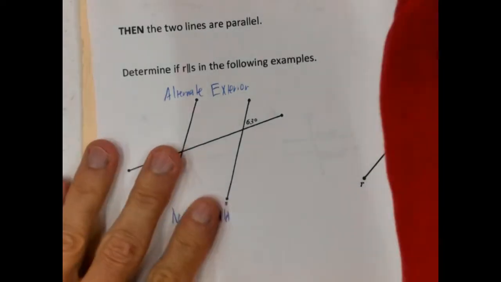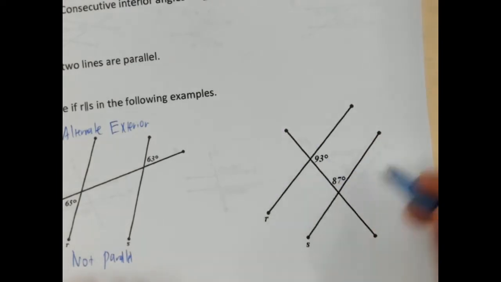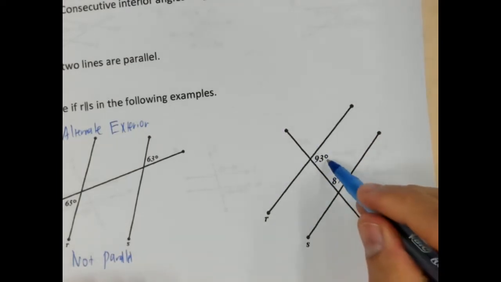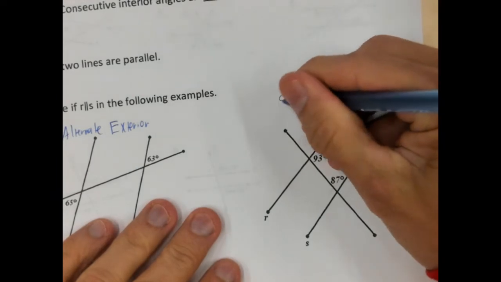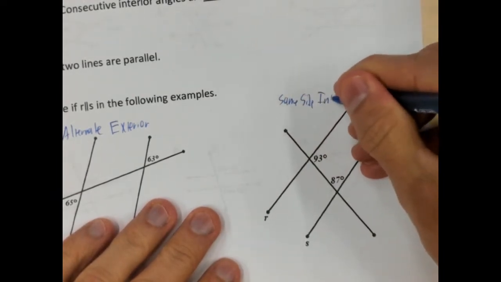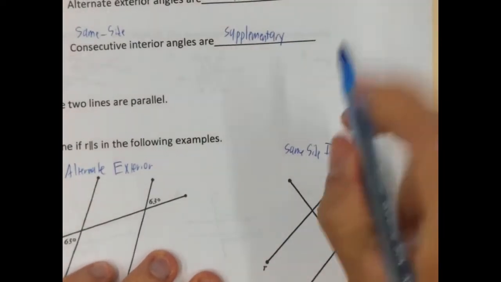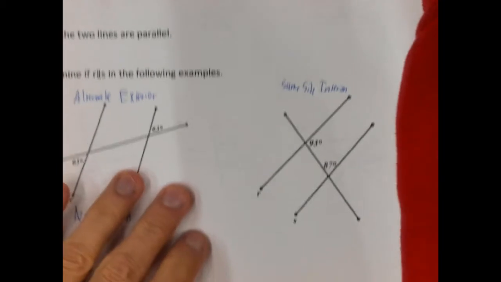Okay, let's check this one out. So this is the interior, this is the exterior. These are on the same side of the transversal, so therefore this would be same side interior angles, okay? And we'll remember that same side interior or consecutive interior have to be supplementary in order for the lines to be parallel.